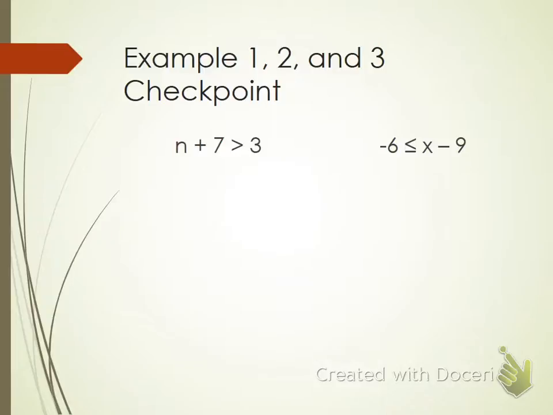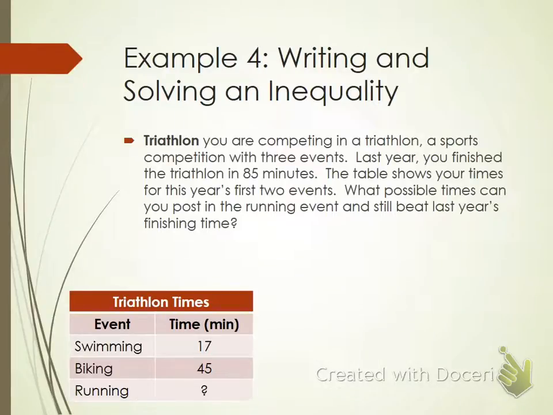One more example. We're going to skip the checkpoint for now. It says you're competing in a triathlon and you want to beat your time of 85 minutes from last year. So what times can you post in the running event and still beat that time? If you want to beat the time from last year, what inequality would represent that? So we've got our final time over here of 85 minutes. What inequality would represent me beating my time? Think of it in terms of running.